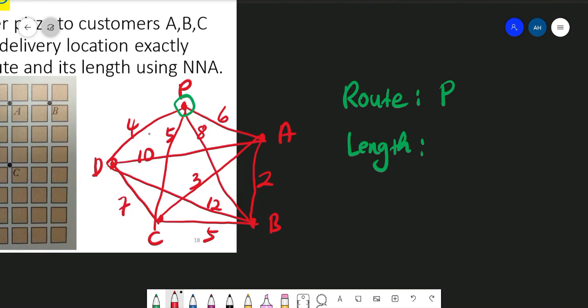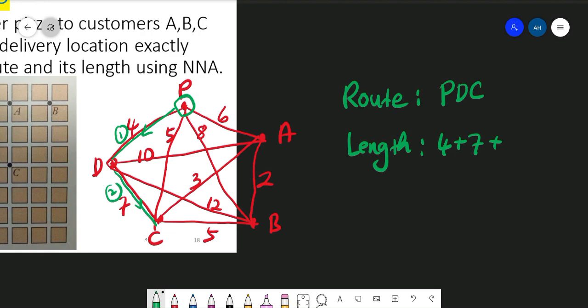Which one is the smallest one? 4 is the smallest one. So I'm going to follow this way. From P, I'm going to D first. P to D, so 4 plus. Now from D, I have 7, 12, and 10. The smallest one is 7. So from D, we have to go to C, plus 7. Now we are at C.